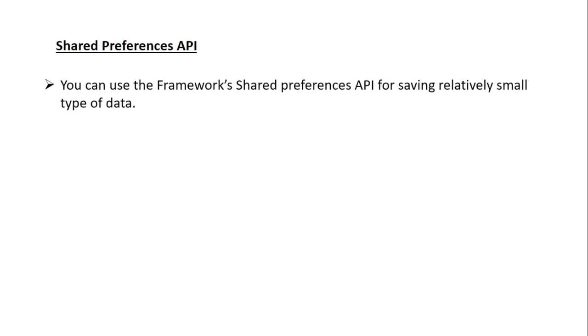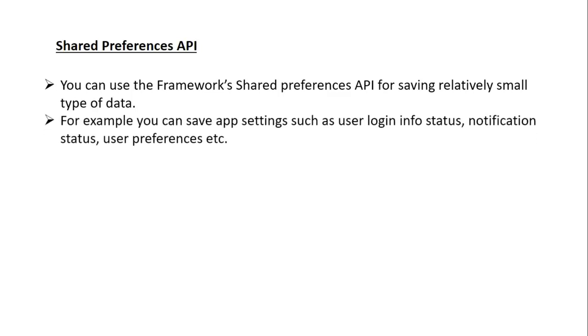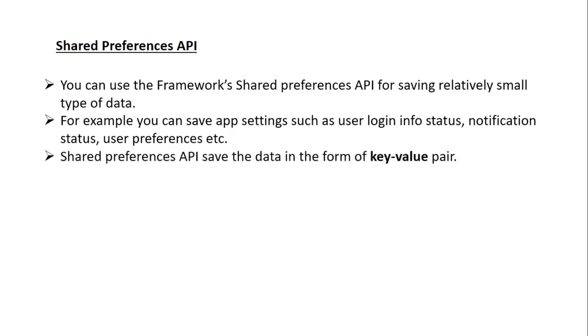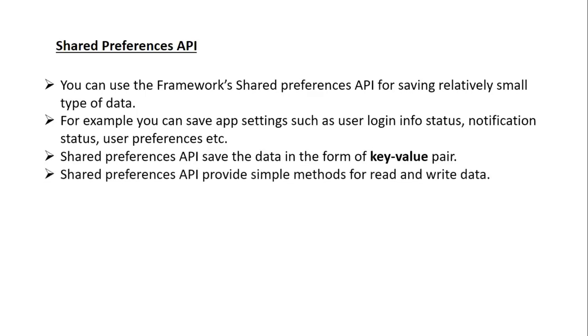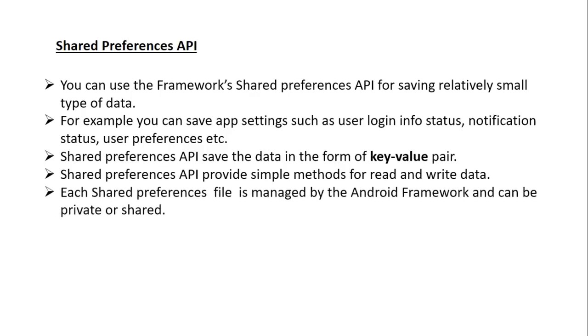You can use the framework Shared Preferences API for saving a relatively small amount of data. For example, you can save app settings such as user login status, notification status, user preferences, etc. Shared Preferences API saves the data in the form of key-value pairs. Shared Preferences API provides simple methods for reading and writing data. Each Shared Preferences file is managed by the Android framework and can be private or shared.